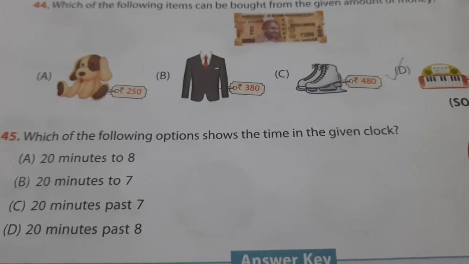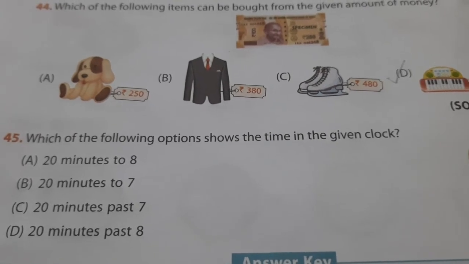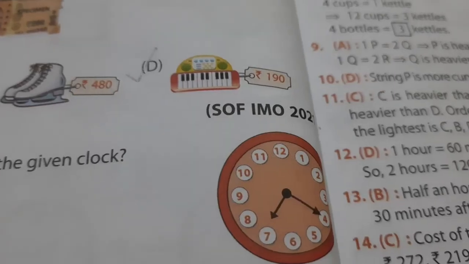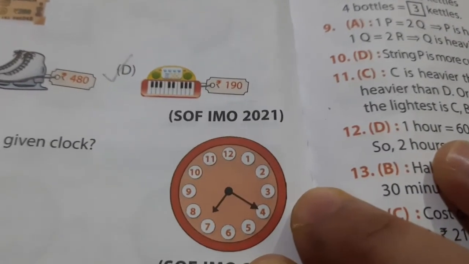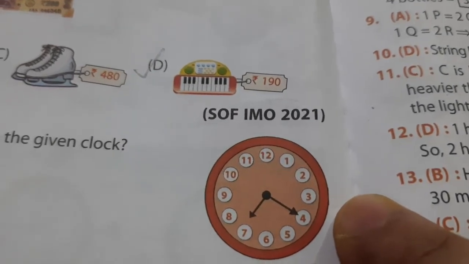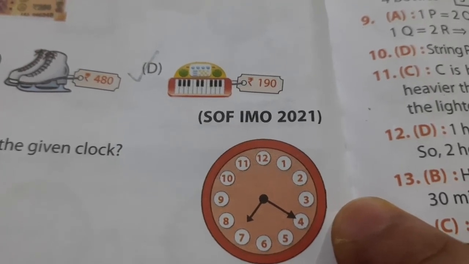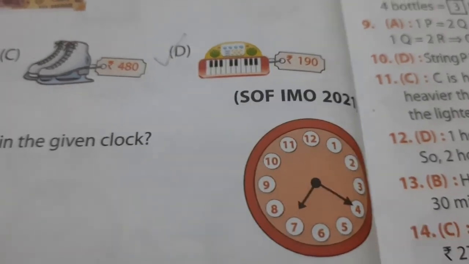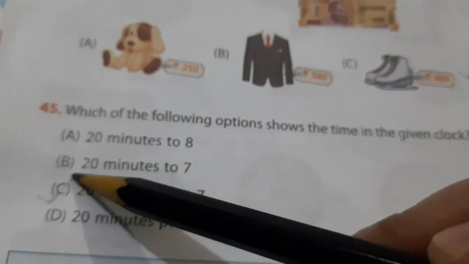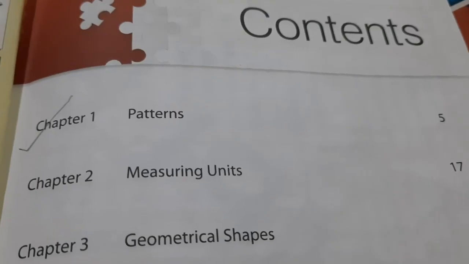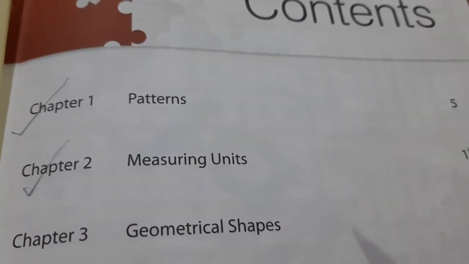Which of the following options shows the time in the given clock? Let us closely look at the time which is given in the clock. If we look at this clock, what is the time it shows? It is showing 7:20. So 7:20 is 20 minutes past 7. 20 minutes past 7 is nothing but option C. Please tick it. So, with this, we completed our second chapter from the Reasoning Workbook, which is Measuring Units.